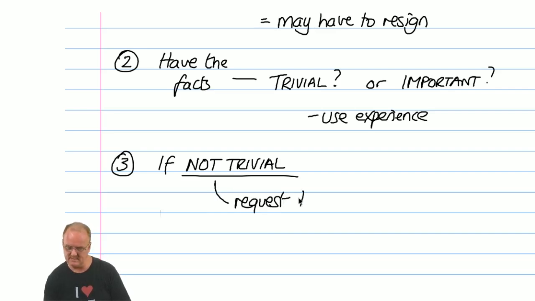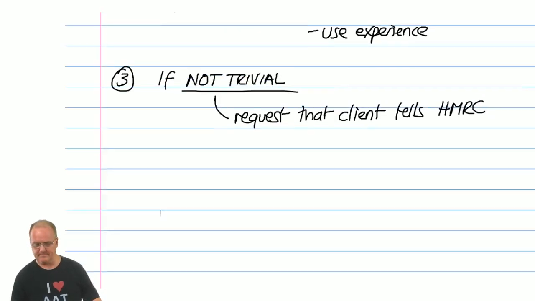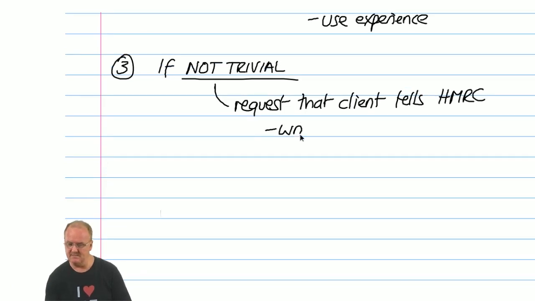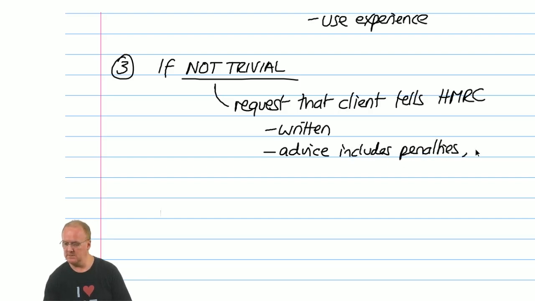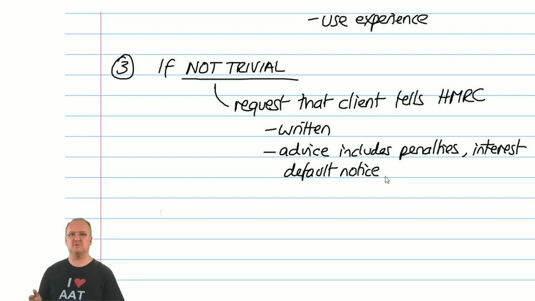you should request to the client that they inform HMRC as soon as possible. And you should put that in writing, and you should make sure that that advice includes the penalties, potentially interest charges on late payments, and possibly some sort of default surcharge, especially if this is not the first time that they've caused problems with the tax authorities.